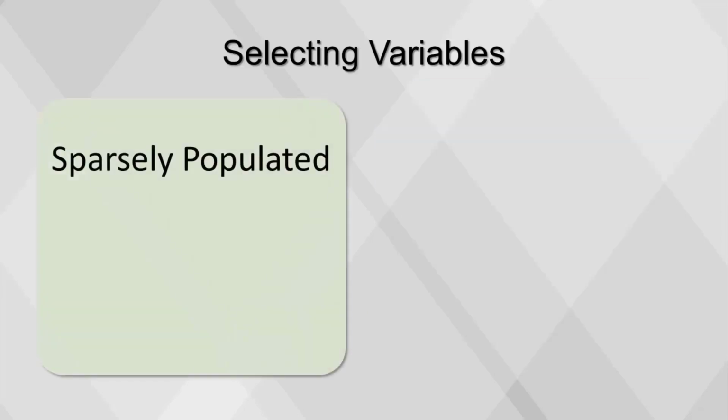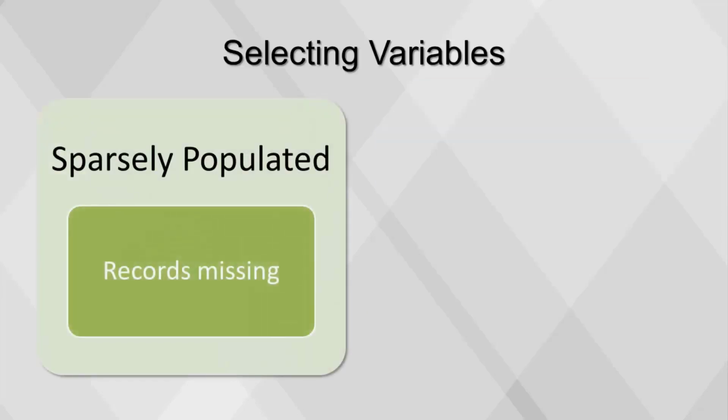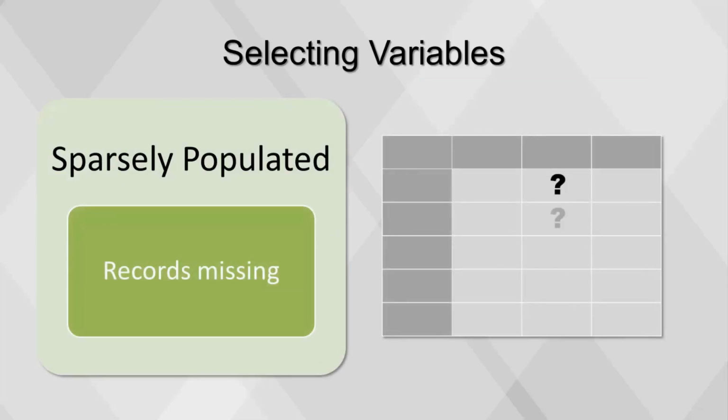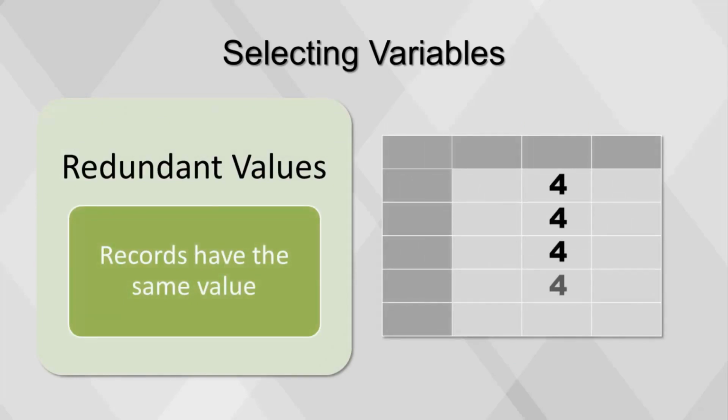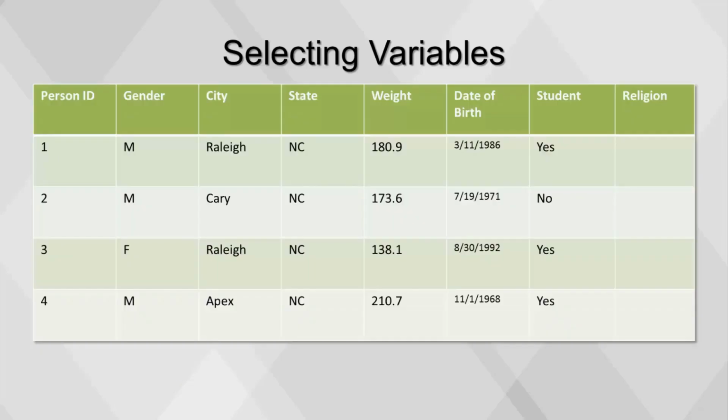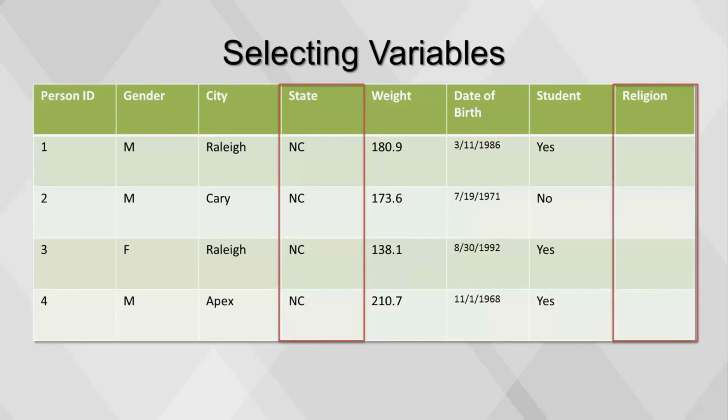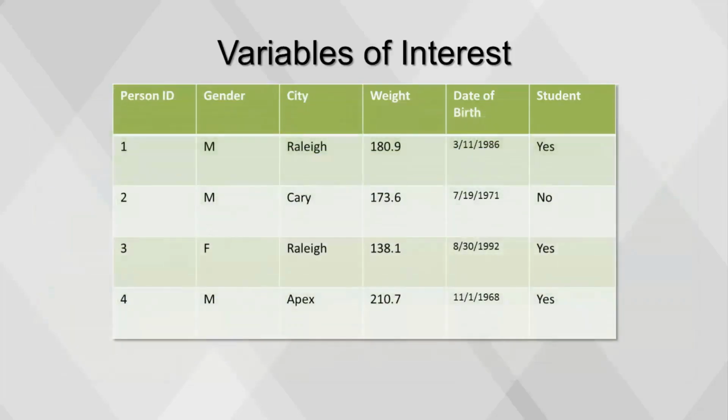Fields that are sparsely populated, meaning that a high percentage of records is missing, should not be selected. Fields with redundant values, meaning that a high percentage of records have the same value, should also not be selected. Techniques to identify these fields vary. For now, a visual inspection of the first few records can be used. From this table, we can remove the state column because all of its values are the same. We can remove the religion column because it is sparsely populated. Our table now depicts only the variables of interest.